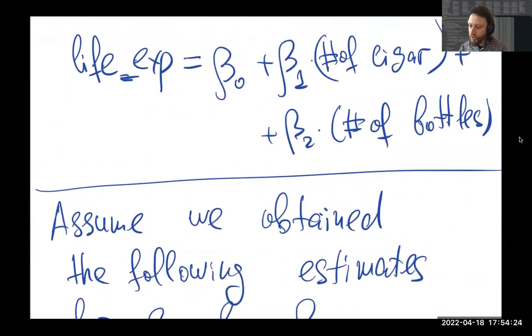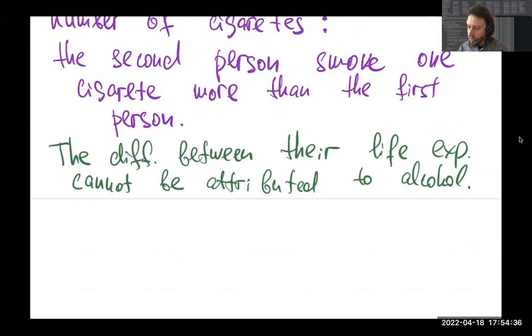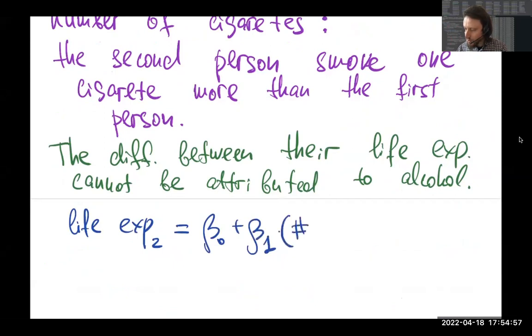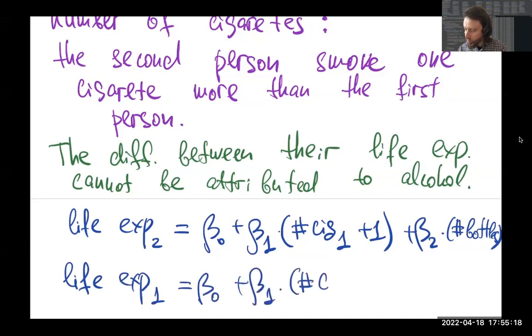And if we return to this regression equation, we see that this coefficient beta 1 is exactly the answer to this question, because we have life expectancy of the second person equal to beta naught plus beta one times number of cigarettes of first person plus one, plus beta two times number of bottles. And life expectancy of the first person is beta naught plus beta one times number of cigarettes plus beta two times number of bottles.